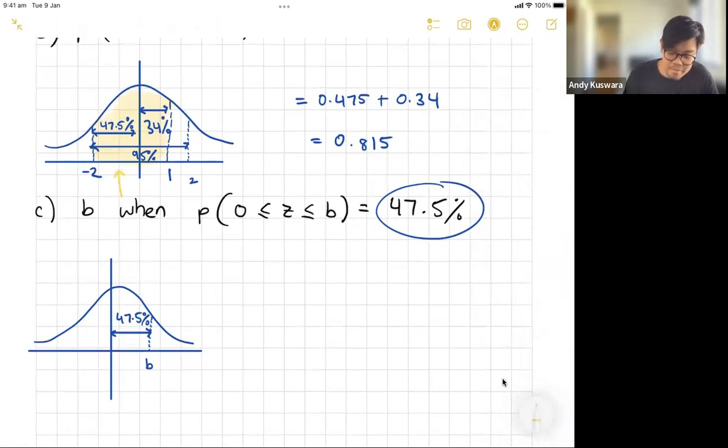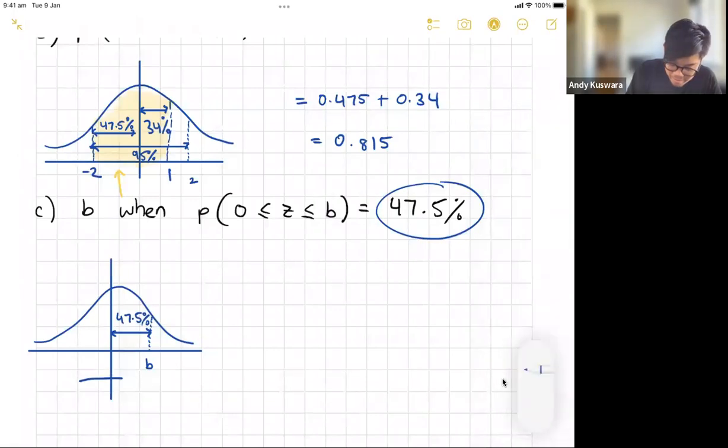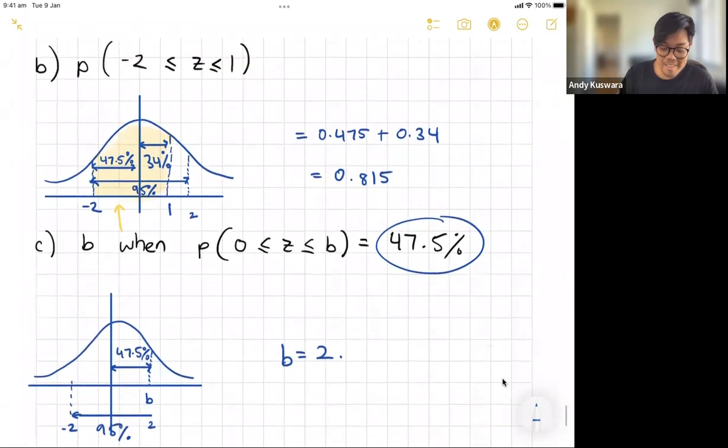Okay, so if it was 34%, I'd know it would be between 1, but because it's 47.5, that's actually half of 95. And I know that 95% here would be if I had a Z score between -2 and 2. So in this case here, I can see that B is going to equal to 2. That's the Z score. Okay. Hopefully that makes a little bit of sense.